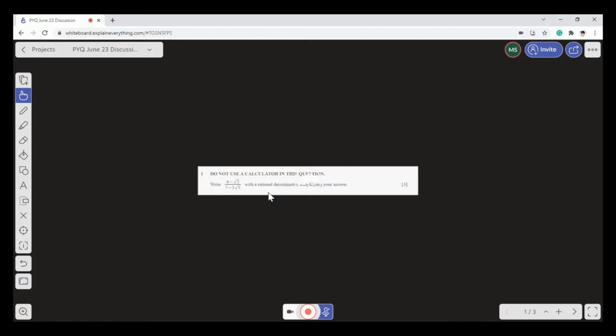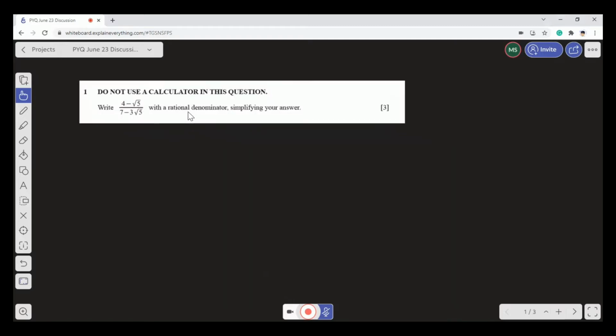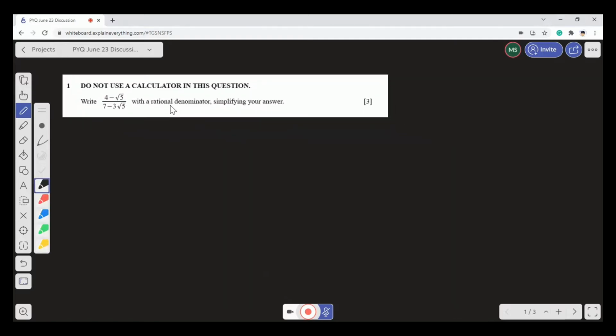Actually, this June paper has a lot of new type questions. There are a lot of critical thinking questions, especially this paper 2, variant 3. I purposely chose this to be discussed because usually people say paper 2 is easier, but this paper 2 is not easy. So I'm going to take this as a discussion.